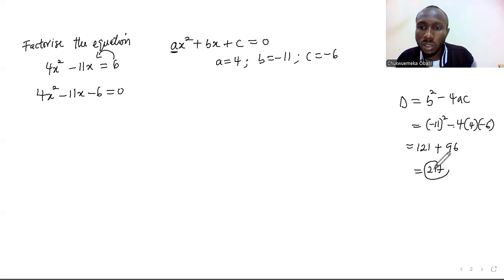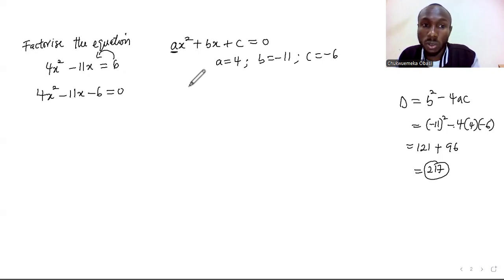And 217 is not a perfect square. All right, so you cannot find a square root of 217. That is going to be in decimal, so not a perfect square. So that means you cannot solve this one by factorization method, right? You can use any of the other methods to solve this one. All right, so that's how to go about it.